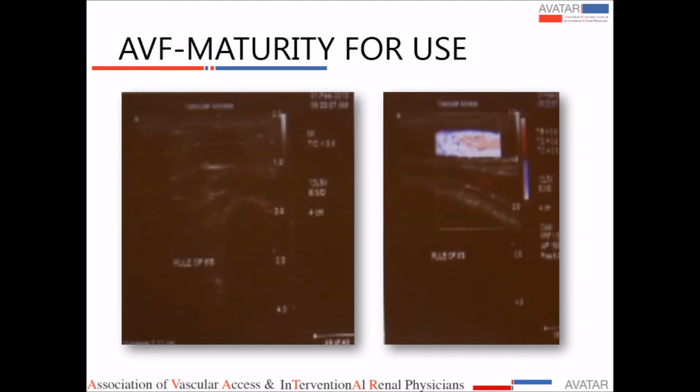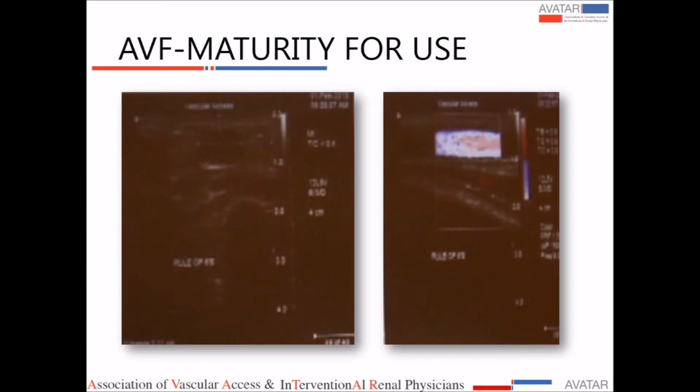The diameter of the access should be at least 6 millimeters. It should be less than 6 millimeters from the surface of the skin. When you do your flow measurements, it should be 600 milliliters per minute, and there should be at least a 6 to 10 centimeter straight segment available for cannulation. So this patient, obviously, the distance is only 0.3. It's a large fistula. It's obviously ready for cannulation.